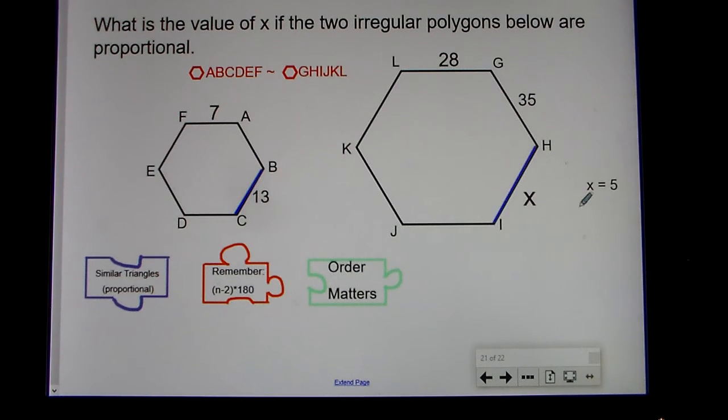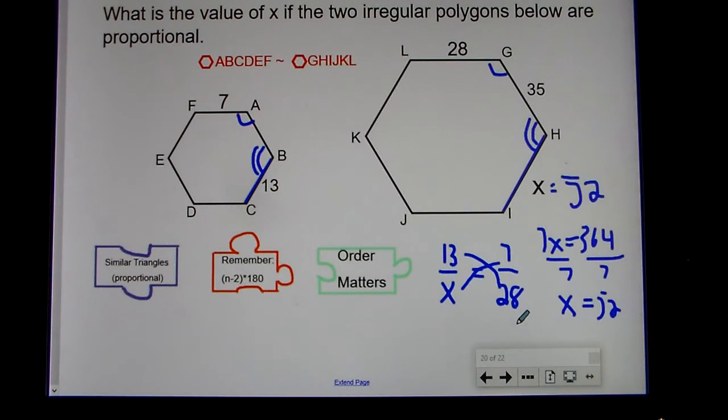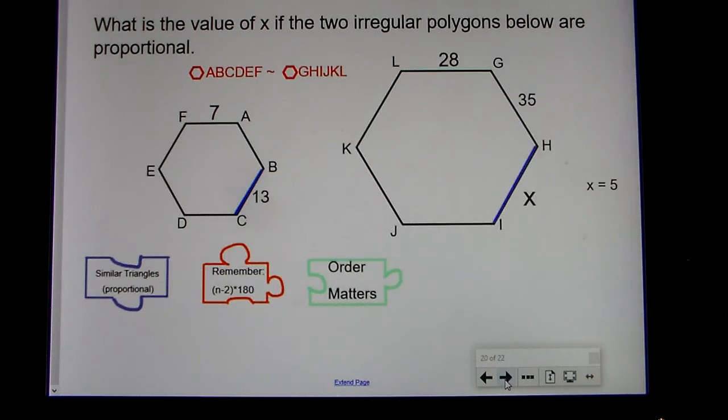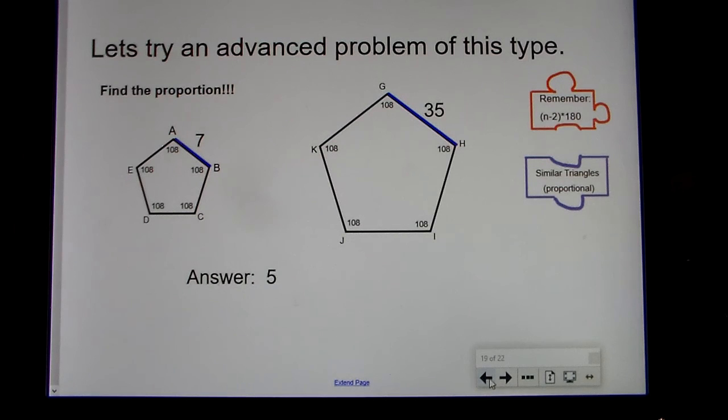Let's do one more together. Turns out it's the same. Okay, never mind. That'll be it. That's all the problems I got for you. I just did the one.